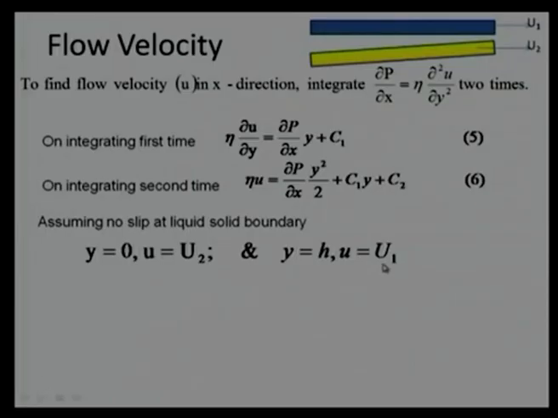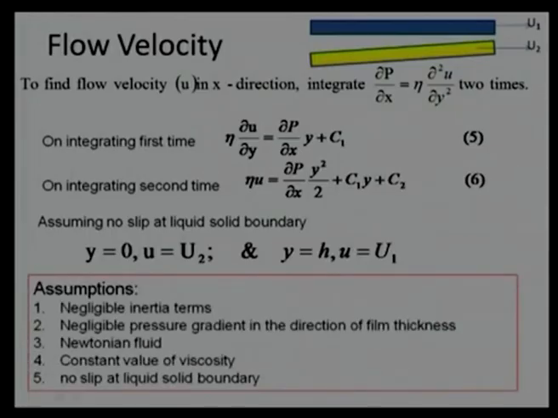So, what are the conditions? We are assuming there is no slip at the liquid solid boundary or junction, there is no slippage. Whatever the velocity of the plate, the same velocity is imparted to the liquid, not even a 0.1% variation in the velocity, when there is an interface, right. So, we can add this assumption also.